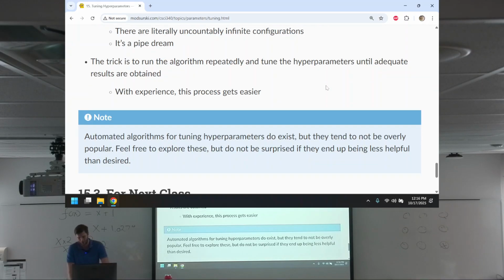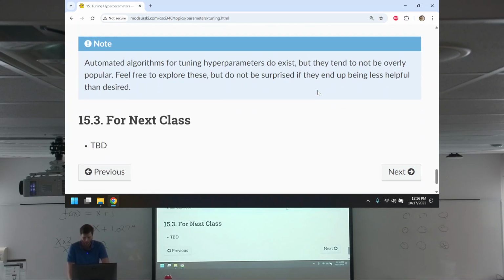The trick is to run the algorithm, repeatedly tune it. With experience, this process gets easier. There do exist algorithms that will do an automated grid search strategy of tuning hyperparameters. They don't tend to be overly popular. They work, but it's almost like overkill, because everyone's like, you just play around until you find something good, right? Algorithms that find the best hyperparameters are going to give you things like a crossover rate of 82.721442, right? What is that? Just 82, fine. Even 82 is kind of crazy, right?